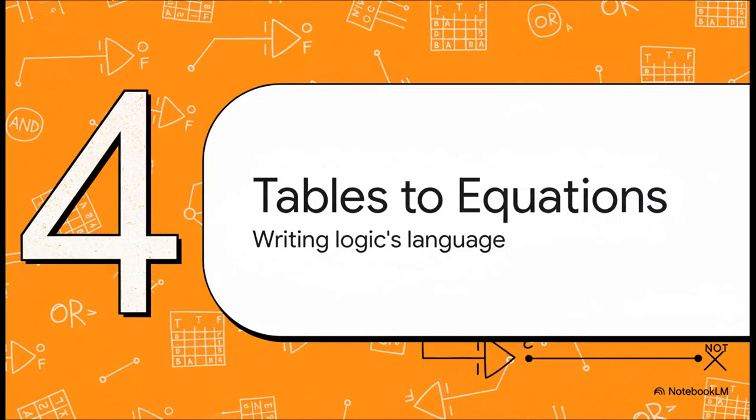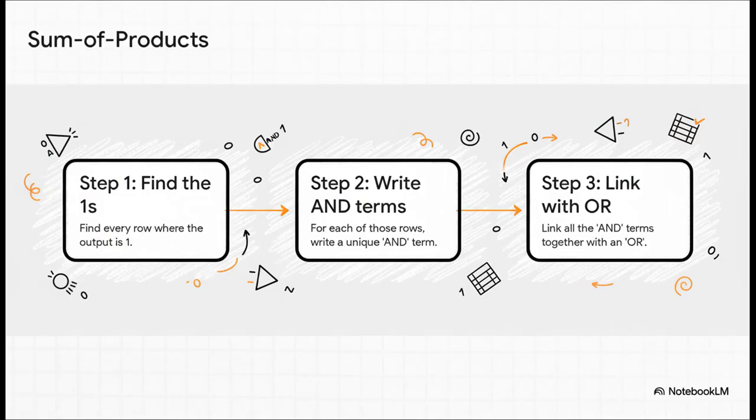So, we've got our rules laid out in tables, and we know they can be built into physical things called gates. But what if you have a really complicated system with tons of inputs? A table would get huge. We need a way to translate these tables into something more powerful. And that's where math comes in. We need an equation.